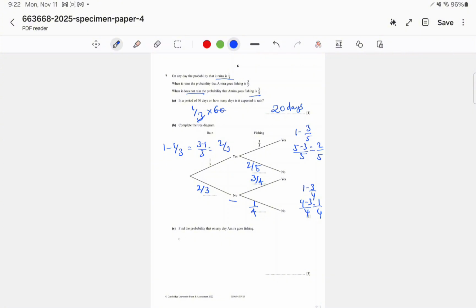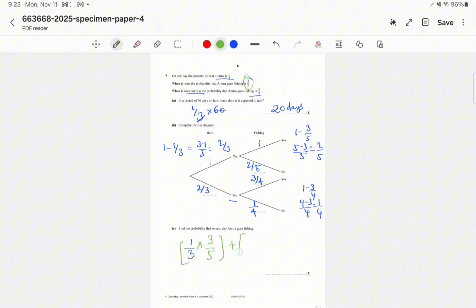Next question: find the probability that on any day Amira goes fishing. So going for the raining condition and the fishing condition. Now we are going to take these conditions. On a rainy day, if she goes fishing, it is 1 by 3 into 3 by 5. Okay, this is one condition.